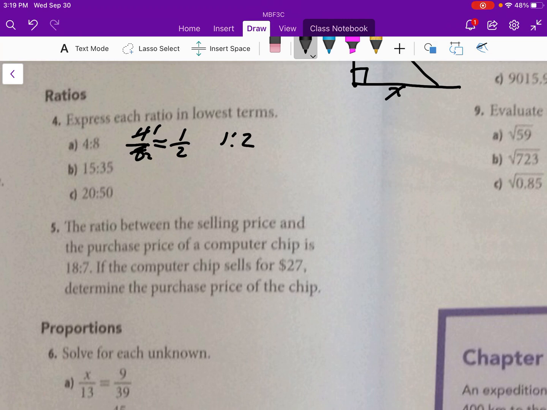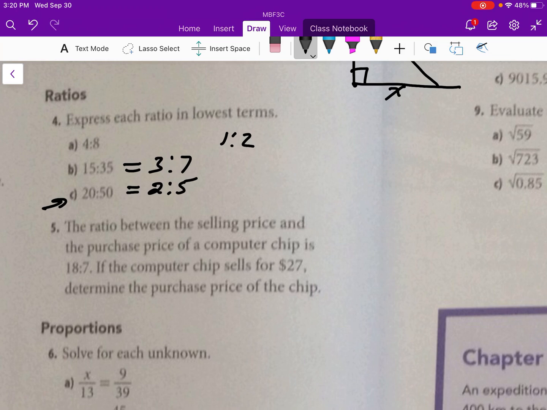Okay, the same way. If you're looking at 15 to 35, what is the common factor? What is the common number that can divide evenly into 15 and 35? And you should be able to say, oh, it's 5. So to get from one ratio to the next, we can divide the 15 by 5 and get 3, divide the 35 by 5 and get 7. And you can see that that is itself a reduced ratio. Okay. C should be an easy one to see that, yes, in fact, you're just dividing by 10 in each case, so you're going to end up with 2 to 5.